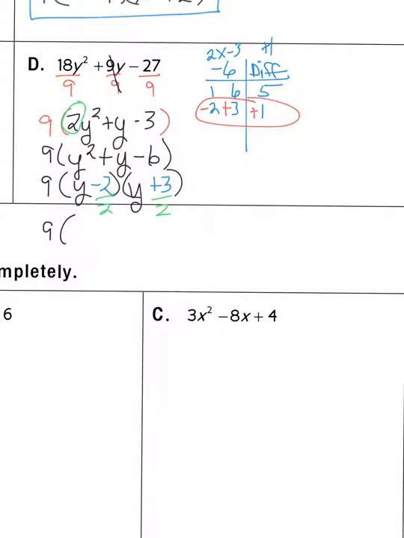So 9 times y minus 2 divided by 2 is 1. And then in this case, the 2 does not divide into 3, so it pops up in front of that y. So you get 2y plus 3. You're done.